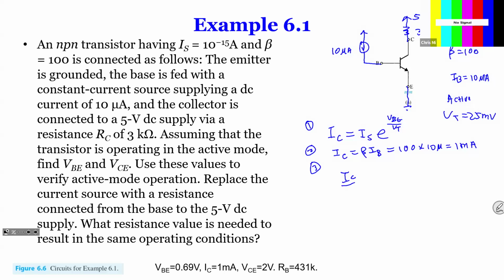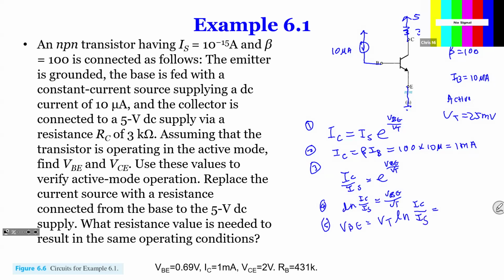So let's go through the process so you guys know where this is coming from. We divide IS on both sides, so we get IC over IS equal to e to the VBE over VT. And we take a logarithm on both sides. So we have log of IC over IS equal to VBE over VT, so VBE equals VT times log of IC over IS.